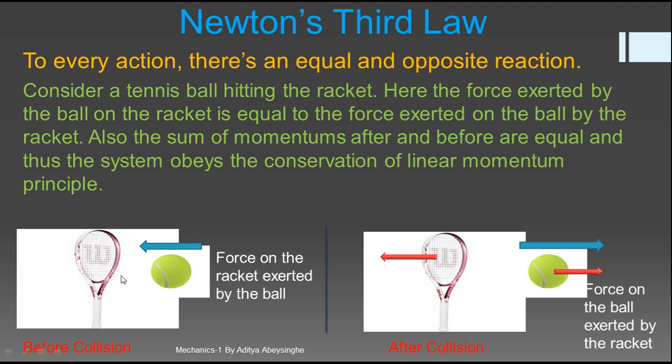So this racket will exert the same pressure or the same force on this ball, right? This racket will experience the same force from this ball. If this red arrow is the force, the length is the magnitude and the arrowhead is the direction of the force exerted by the ball on the racket. The force experienced by the racket from the ball is in such a direction and with such a magnitude. The force exerted by the racket on the ball is opposite in direction but equal in magnitude. So that's about Newton's third law.